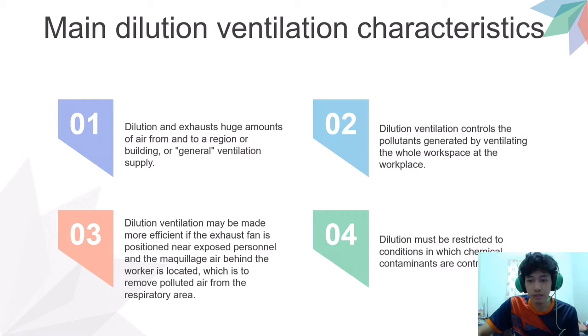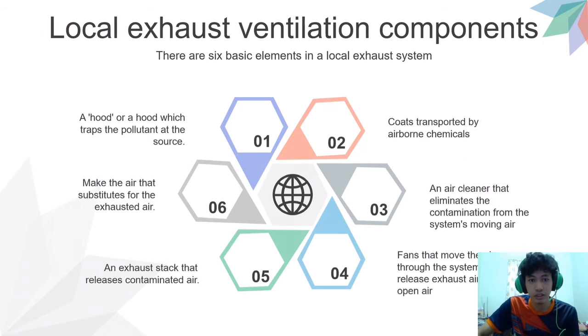So let's move to the other part, local exhaust ventilation components. Here we will see there are 6 basic elements in a local exhaust system.